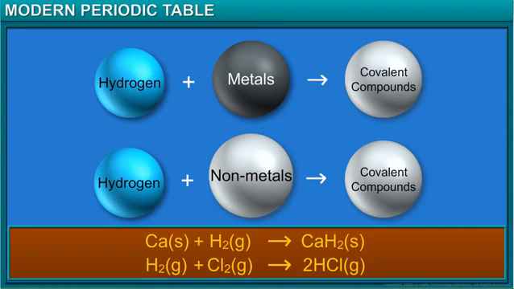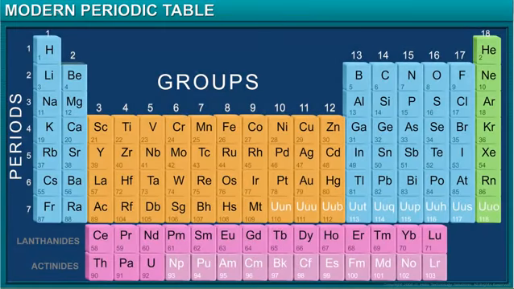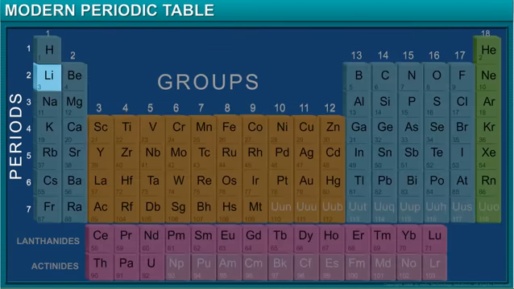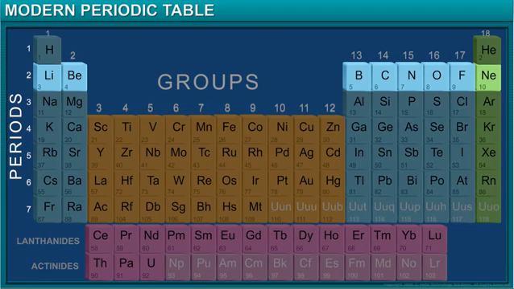covalent compounds. When we look at the long form of periodic table, we find that the elements lithium, beryllium, boron, carbon, nitrogen, oxygen, fluorine and neon are present in the second period.